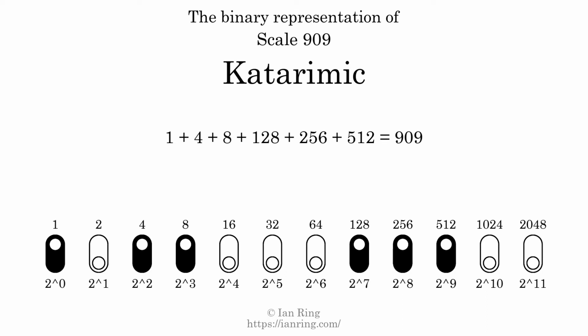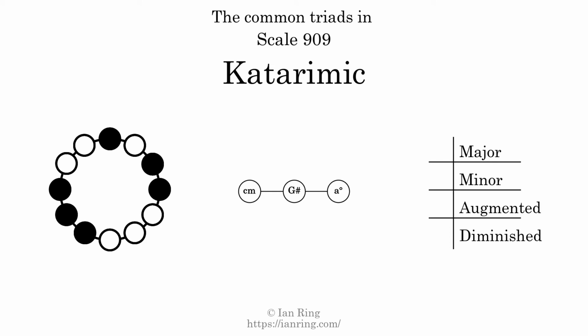The scale number not only enumerates the scale with a unique index, but it also literally describes the tonal content of the scale. Represented as a binary number in base 2, the scale number is 001110001101. Here are the common triads present in this scale.